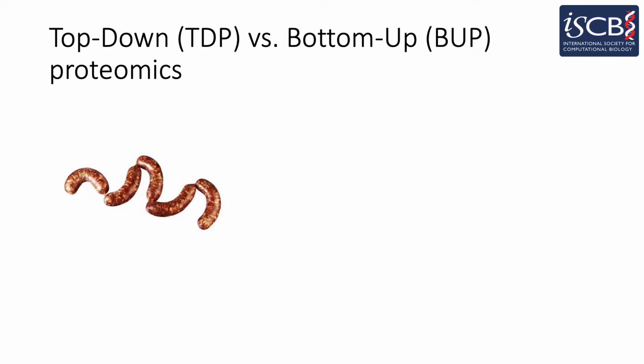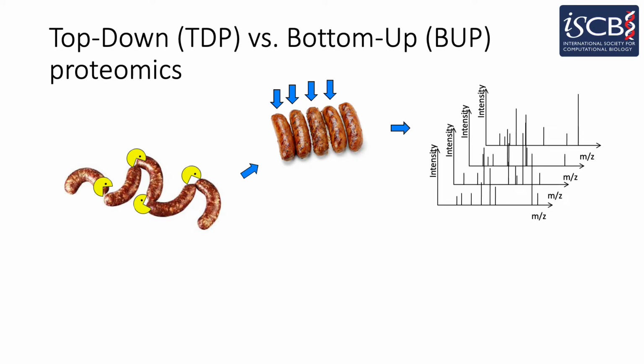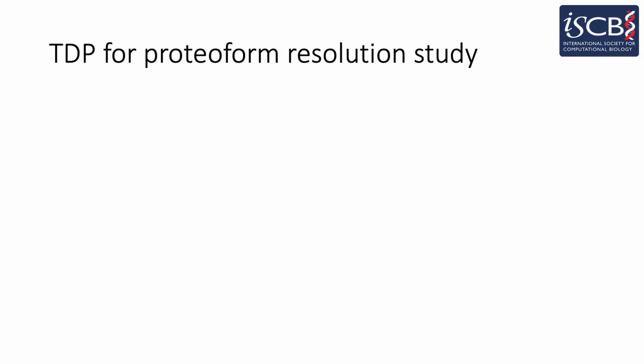Let me quickly review top-down proteomics as compared with bottom-up proteomics. This sausage link illustrates an intact protein molecule and each sausage a peptide. In conventional bottom-up proteomics, the protein is digested into short peptides, and from each peptide, an MS2 spectrum is generated. On the other hand, in top-down proteomics, the intact protein is analyzed as is, without digestion.